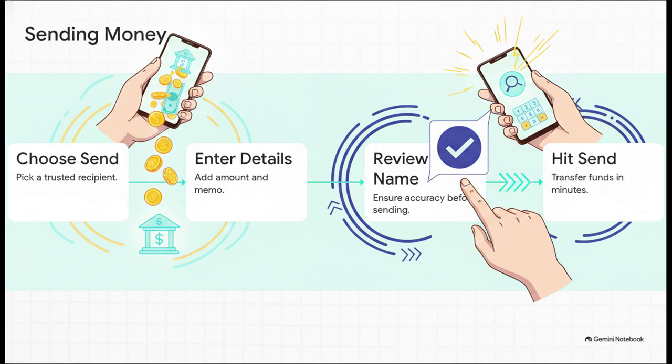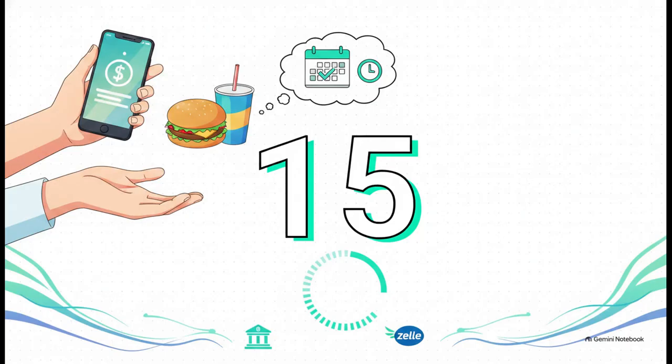But right here is the most crucial step. Carefully review the recipient's name before you hit send. Since the money moves instantly, you want to be 100% sure you're paying the right person. Let's say you use the request feature to ask a buddy to pay you back for lunch. If they have a consumer account and just ignore it, that request doesn't just sit there haunting your app forever. It actually expires automatically after exactly 15 days, which keeps things nice and clean.